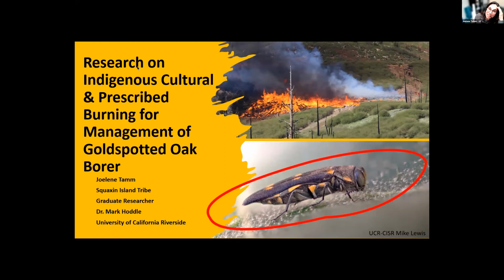Thank you for the introduction, and thank you, Tom, for your presentation. So my name's Jolene. I am a graduate researcher studying at UCR under Dr. Mark Cottle, but I'm also the natural resource manager with the La Jolla Tribe, who I'm not really representing in this presentation, but working here gives me a good idea of how research needs to solve real world problems. So with that, I'll be talking about indigenous cultural and prescribed burning for management of gold-spotted oak borer and how our research is attempting to solve this issue.